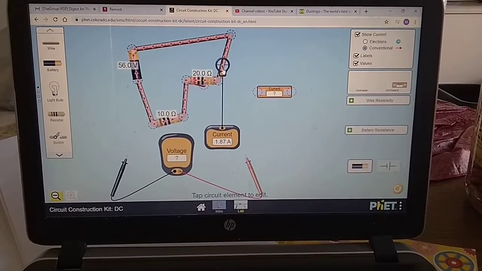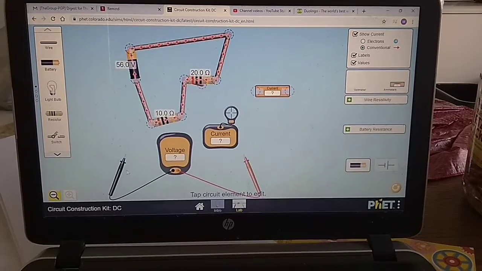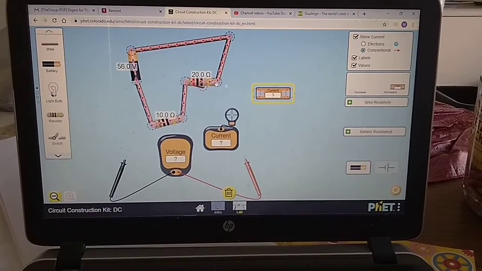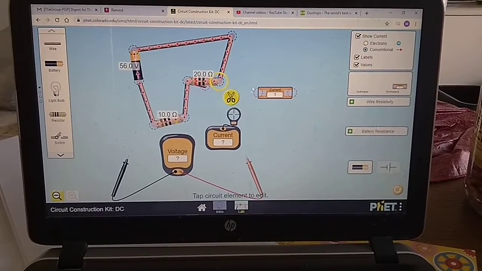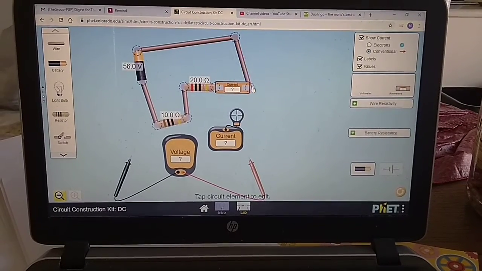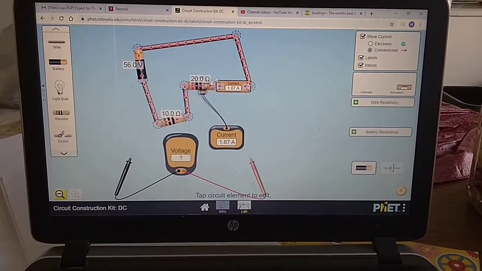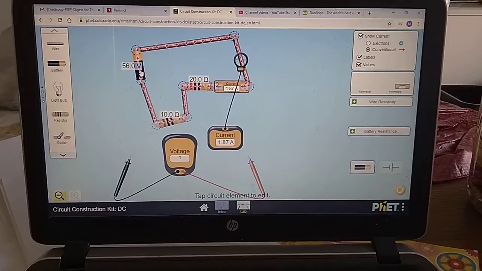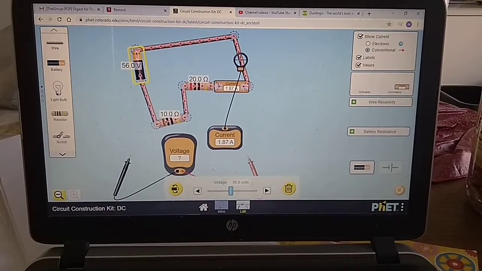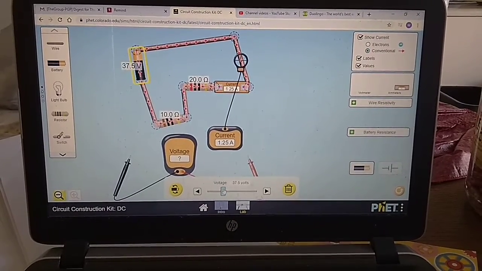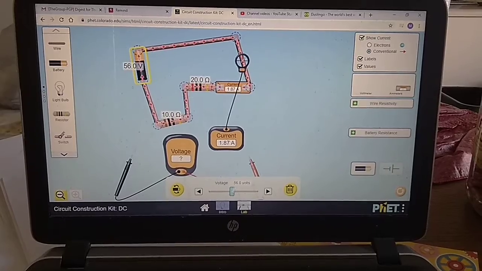This says the current is 1.87. To get the actual current reading with a real ammeter, I would have to break the circuit and insert the ammeter, and then it says the exact same thing. I can even change the voltage up and down, and those two current readings will always stay the same. So let's go back to 56.